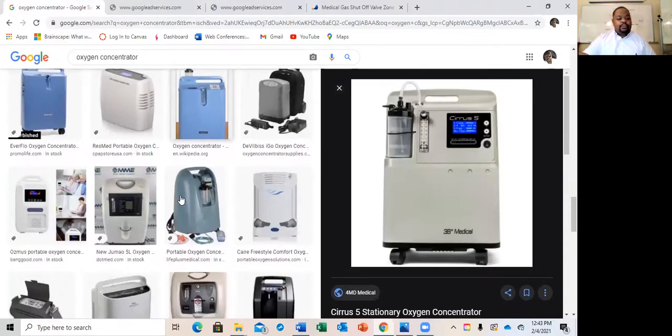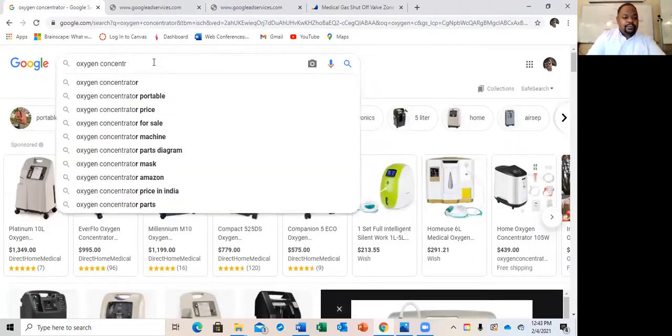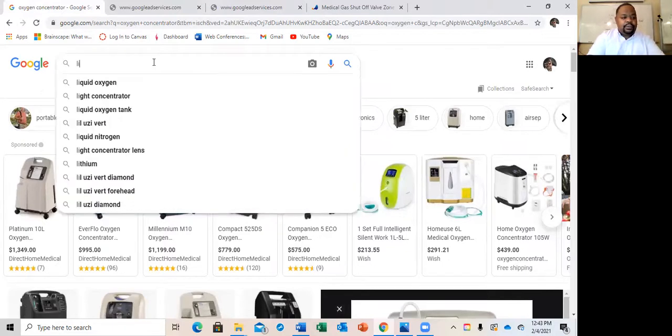We even have liquid oxygen concentrators or liquid oxygen portables. Okay, let me show you that one, liquid.